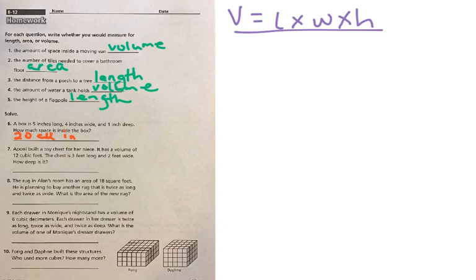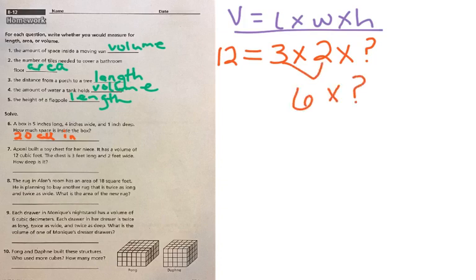So we take our volume, which is 12, and it is equal to the chest dimensions, which is 3 feet long, times 2 feet wide, times an unknown number. We don't know how deep that chest is. So we take 3 times 2 is 6, okay? And what we have there is 12 is equal to 6 times what number? And in order to solve for that, we divide both sides by 6, and 12 divided by 6 is equal to 2. So your answer is going to be 2 feet deep.